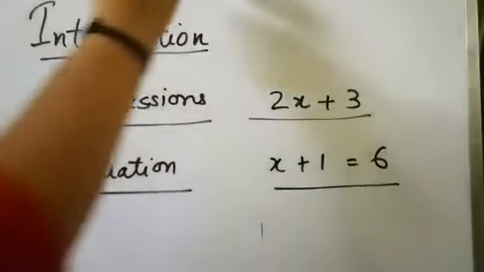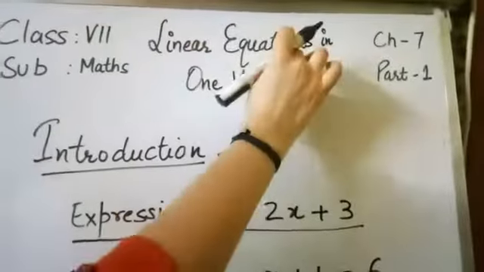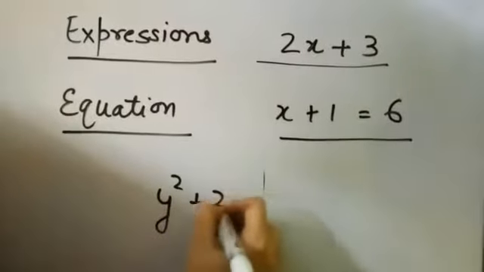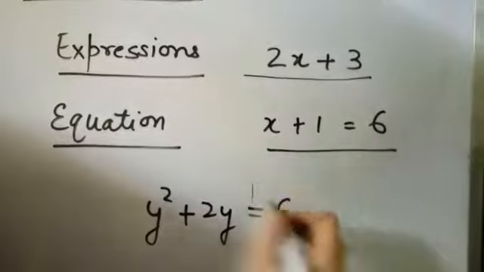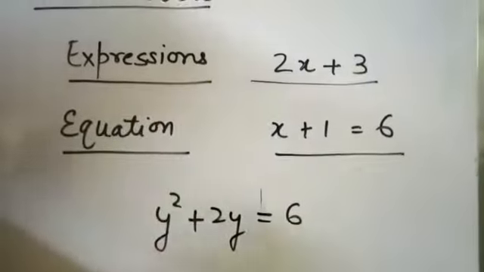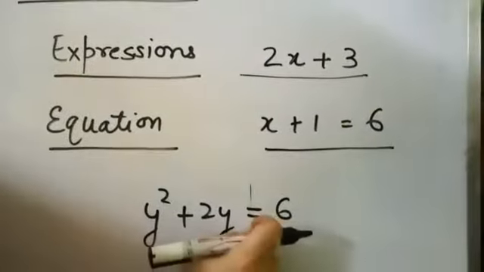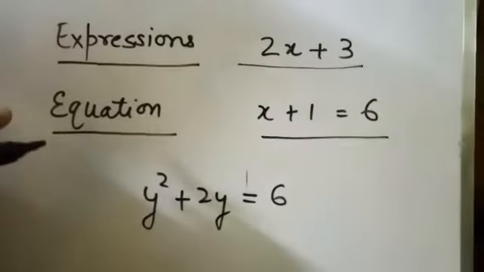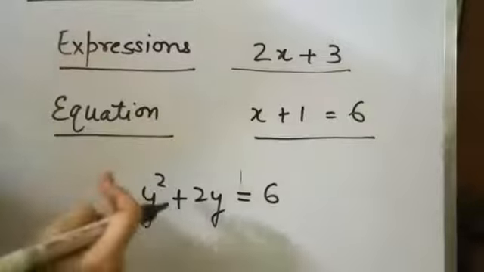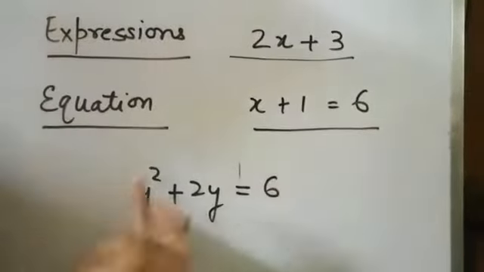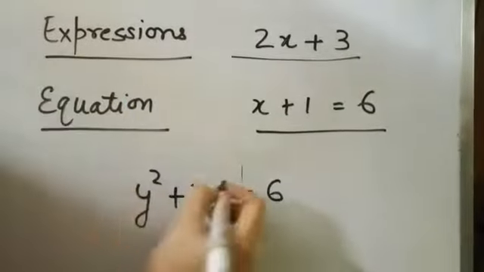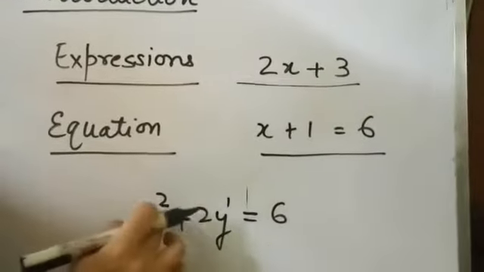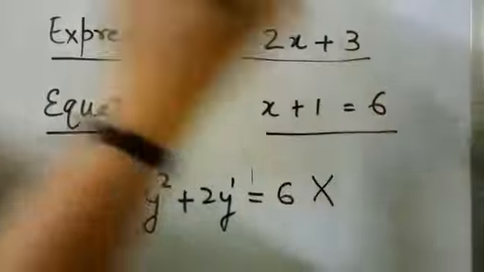Now the next topic is linear equations. I am writing one equation, y square plus 2y is equal to 6. This is an equation because it involves a statement of equality, but this is not a linear equation. So what is a linear equation? One in which the power of the variable should be 1. Here the highest power of this equation is 2, so this is not a linear equation.